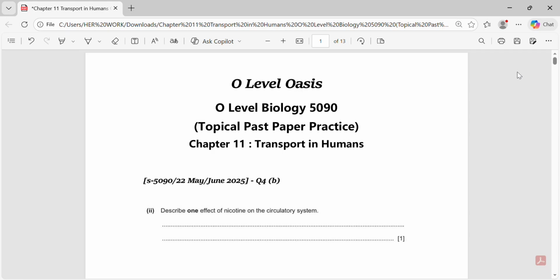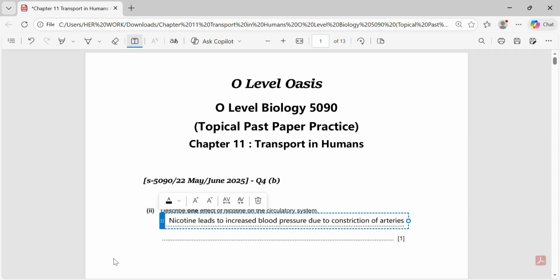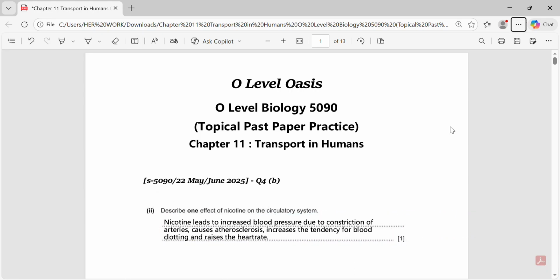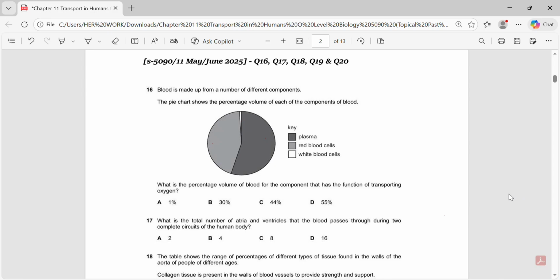Therefore, the correct answer we will write is, nicotine leads to increased blood pressure due to constriction of arteries, causes atherosclerosis, increases the tendency for blood clotting, and raises the heart rate, so this is the correct answer. Coming on to paper 1 questions, look at the first question.